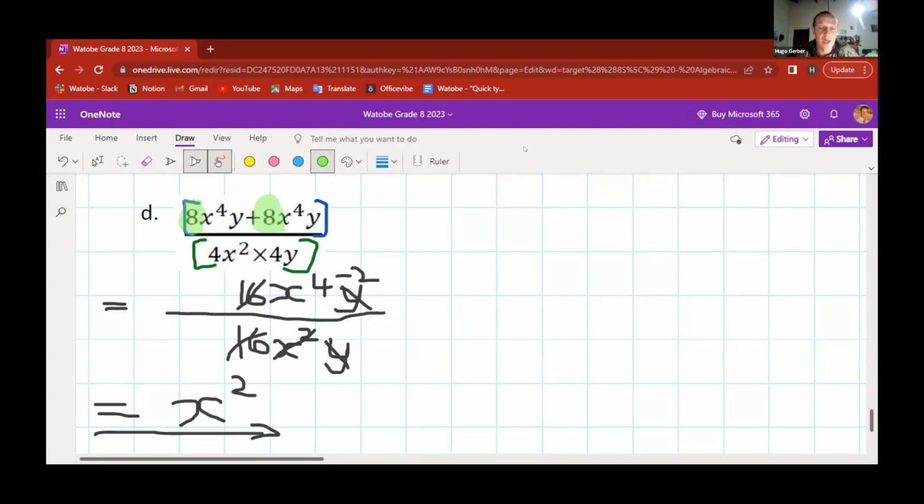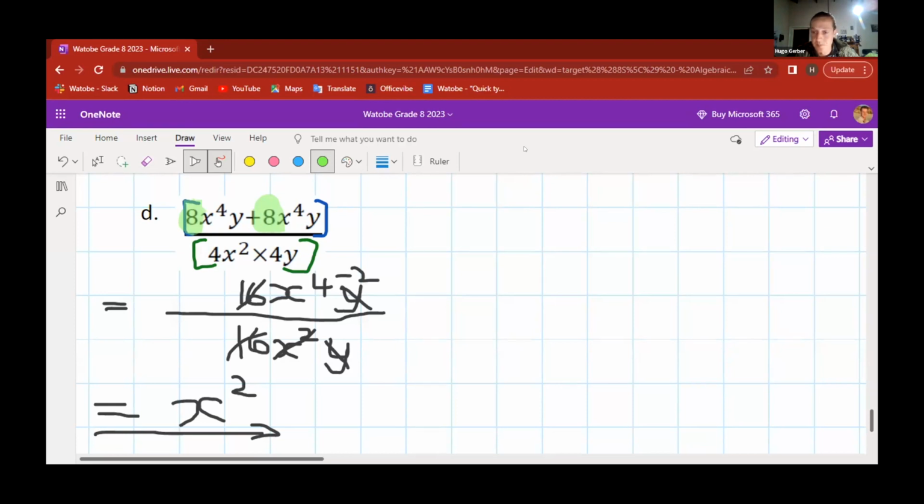Exactly what you're saying. We need to add the like terms together to get 16. That's how we get 16. So when we add together, only the coefficients change. The x to the power of 4y remains the same. Those terms remain the same, and we can add them only because they are the same. Only the coefficient changes. 8 plus 8 gives you 16, and the rest of the term stays: the x to the power of 4.